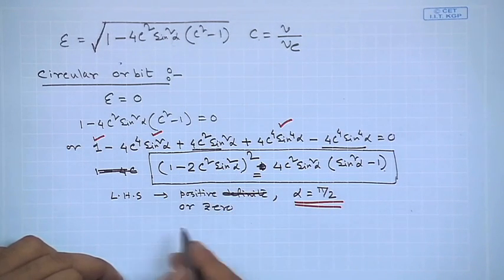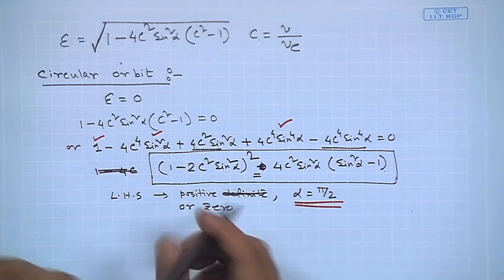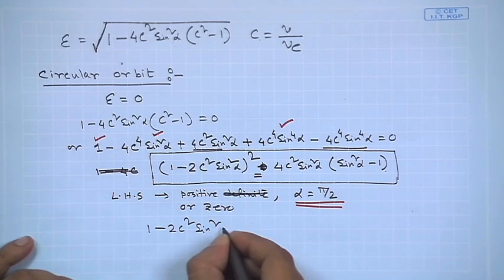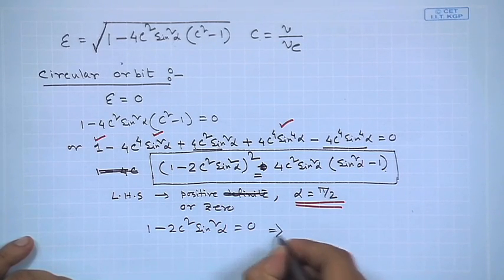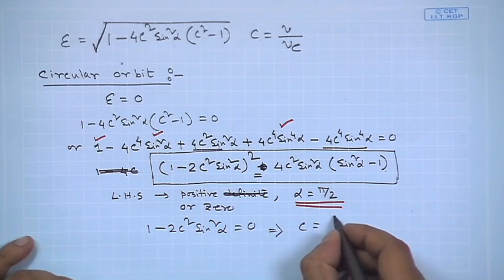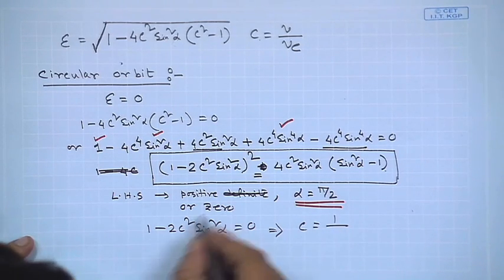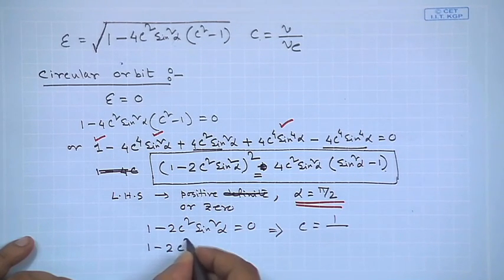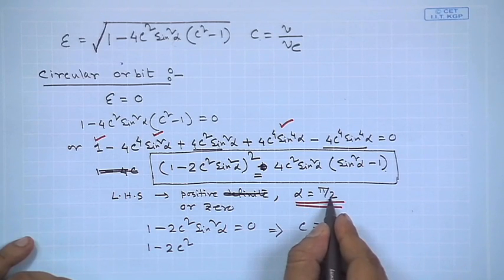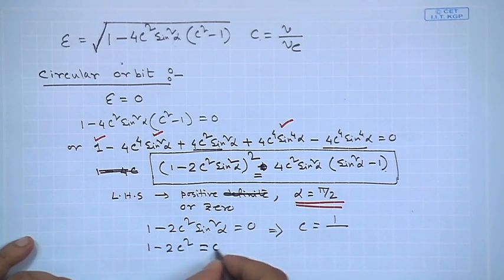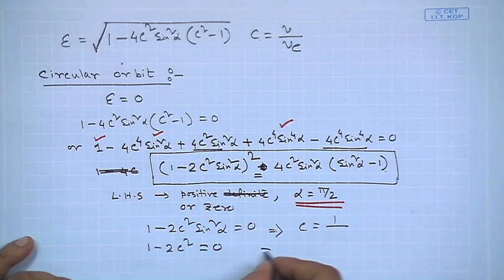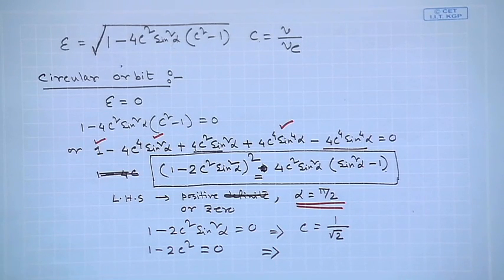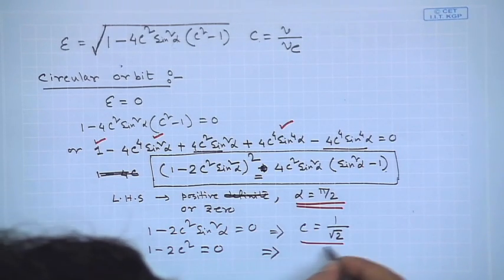Now, if this is equal to 0, then from the left hand side we have 1 minus 2 c square sin square alpha equal to 0. So, we have to put in the value of sin square alpha. If we put alpha equal to pi by 2, sin square alpha is equal to 1, so 1 minus 2 c square equal to 0, which gives c equal to 1 over root 2. So, this is another condition.